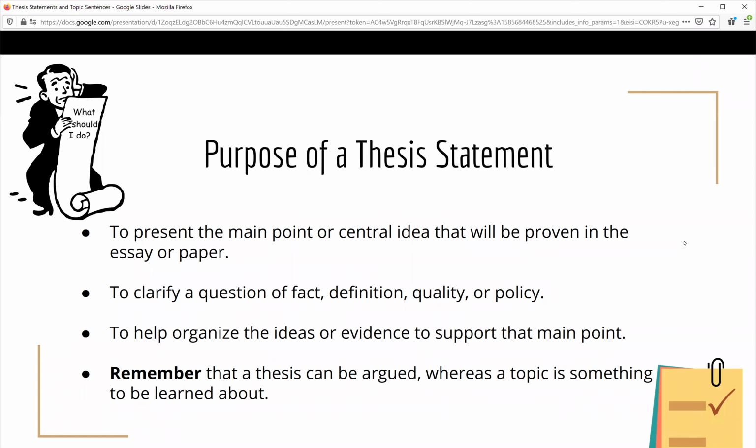Do not confuse the topic of your paper with the thesis statement. This statement is the main point or central idea that will be proven in your essay. It is an idea or a question of fact, definition, quality, or policy that can be argued. But before you decide on your claim, you must do a few things.